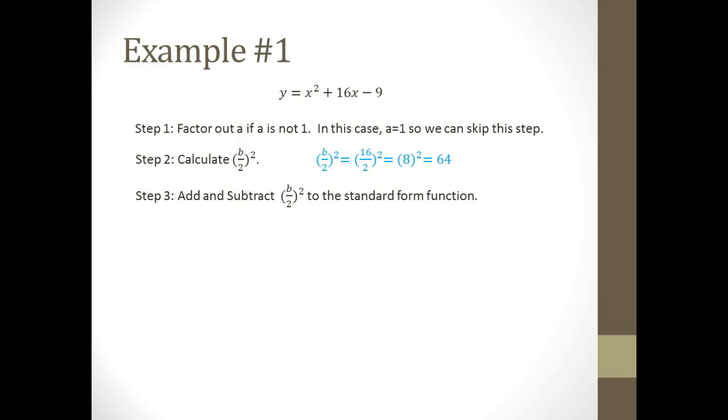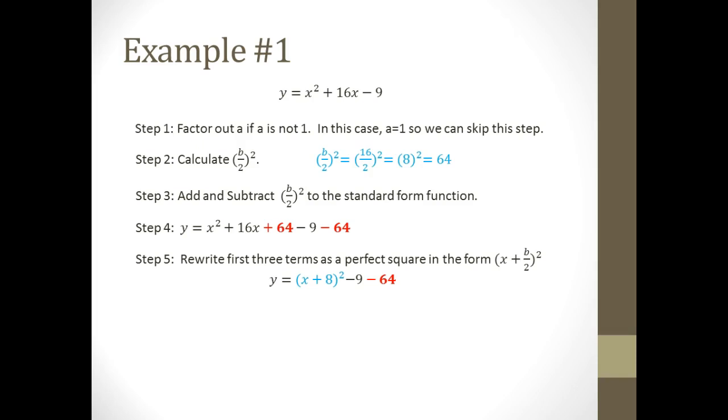Now we're going to add and subtract 64 to the standard form function. Here's what I mean. We're going to split it up a bit. We're going to add 64 after the first two terms and subtract 64 after the last term of our original standard form equation.